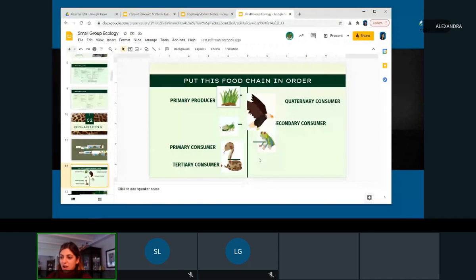Grass, bug, frog, snake, bird. That is correct. Good. Now we need to make sure that we're labeling all of it correctly. Wait, I'm a little confused about the food chain. Is the snake eating the grasshopper or is the snake eating the frog? And what's the bird eating?